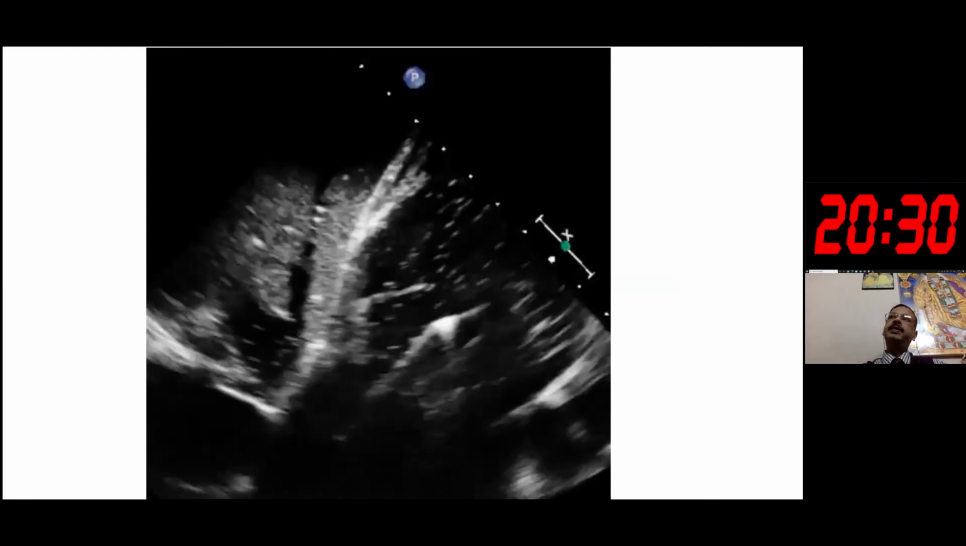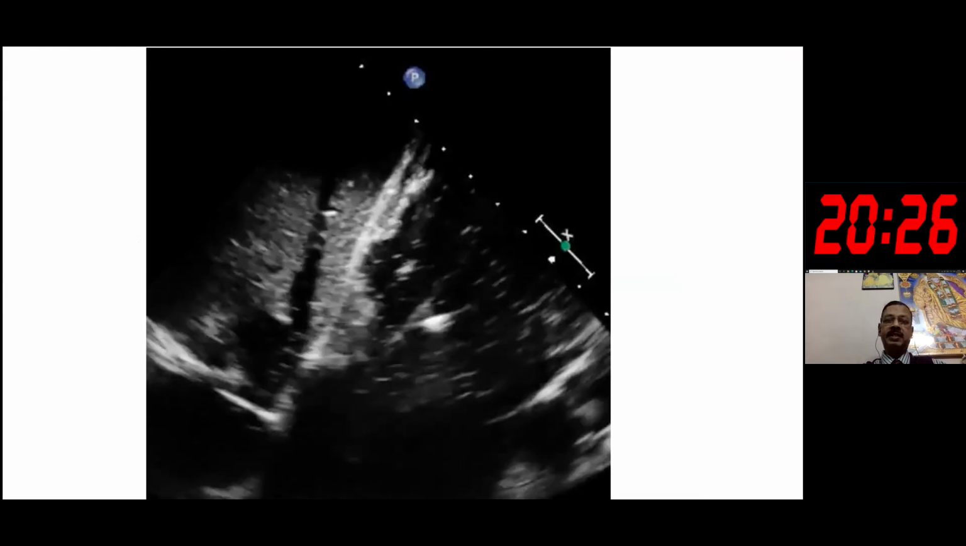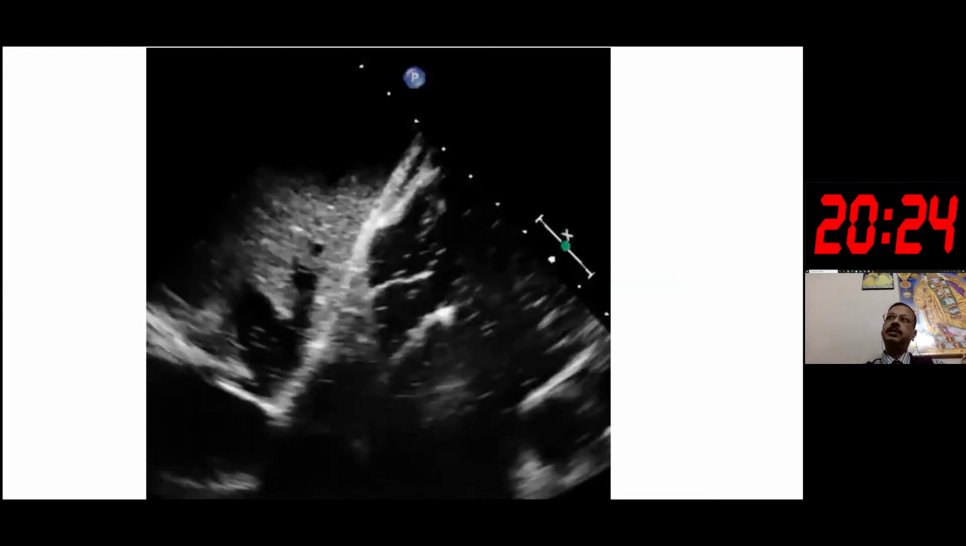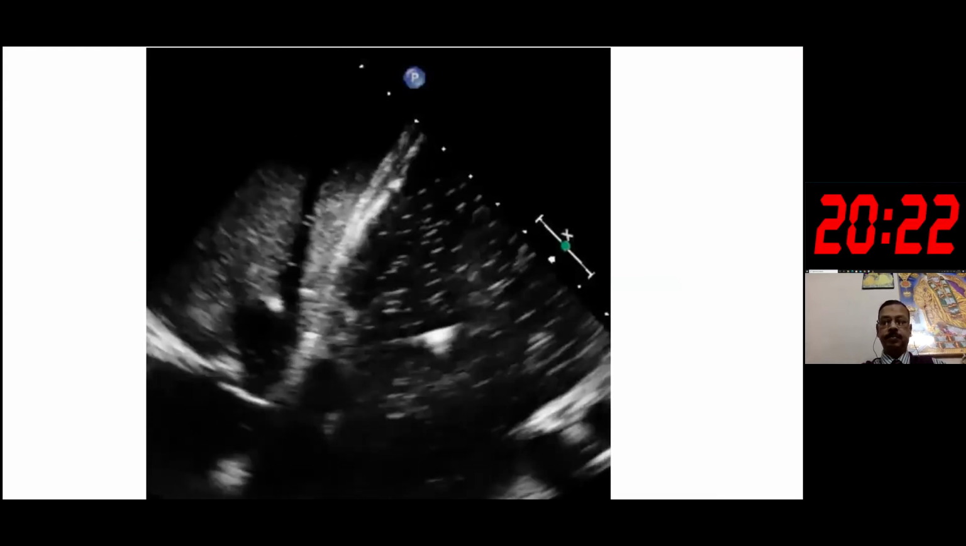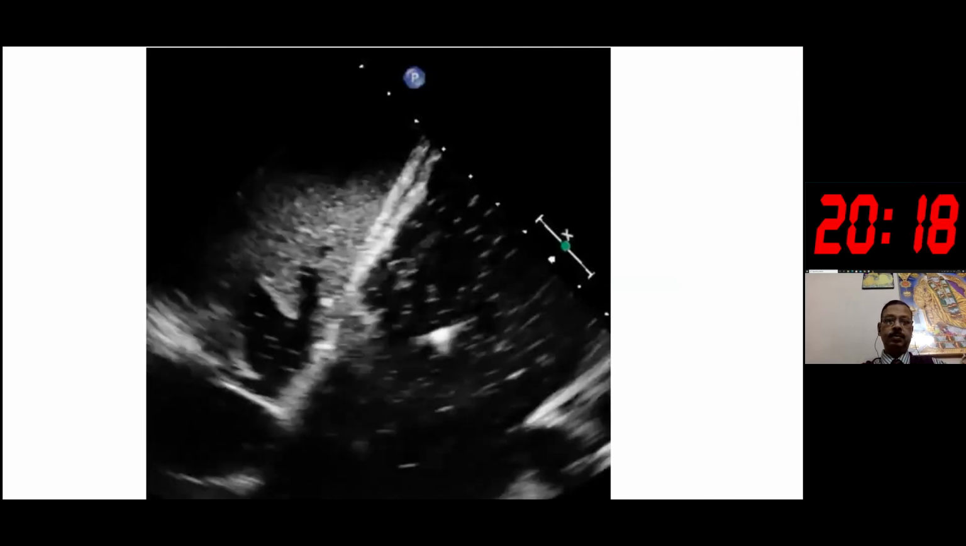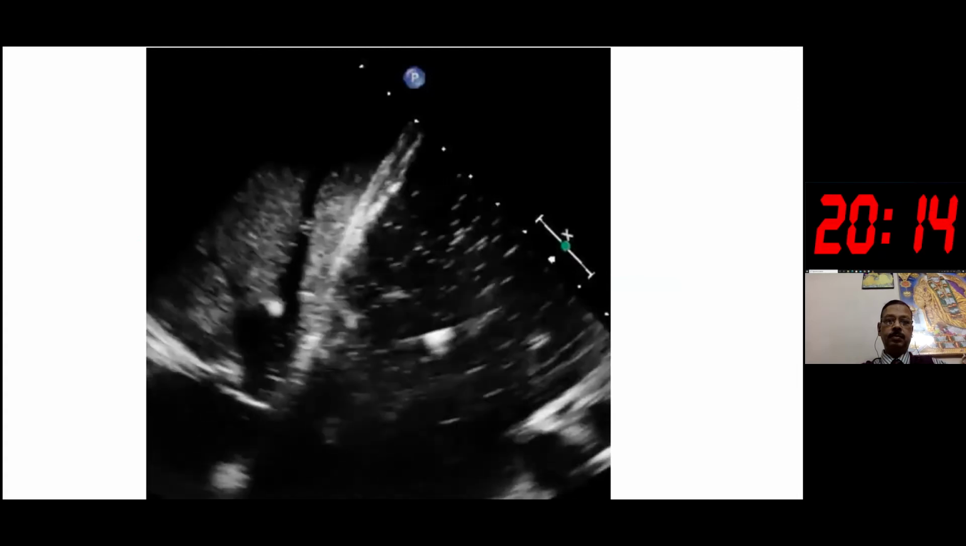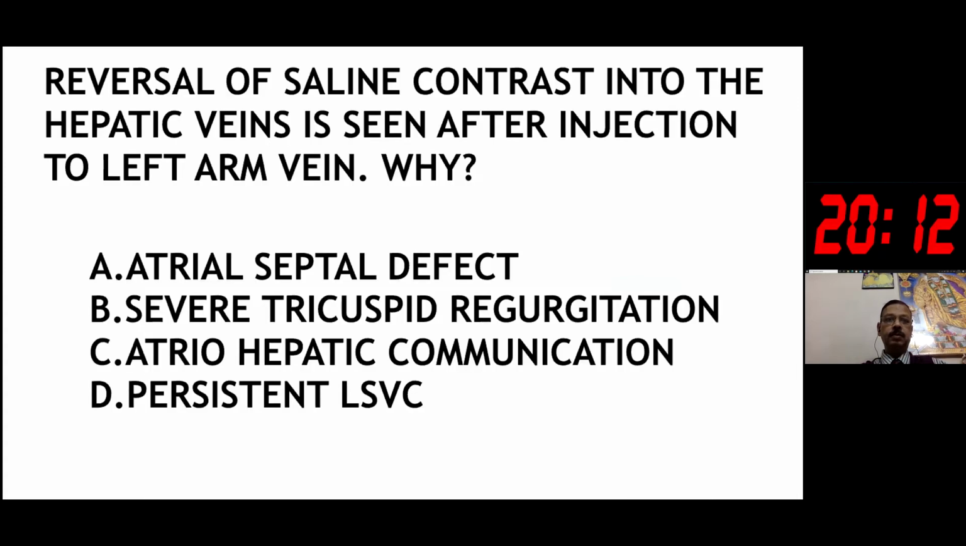Look at this image. This is a saline contrast study. What you can see in this saline contrast study. It is a reversal. You will see reversal of saline contrast into the hepatic vein after injection into the left arm vein. Why? These are the options.